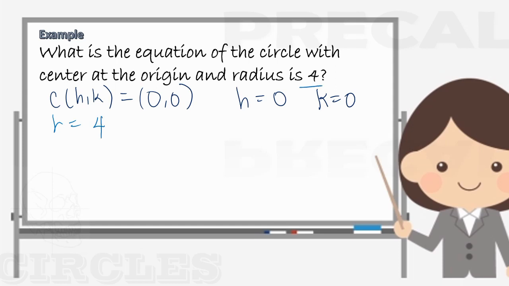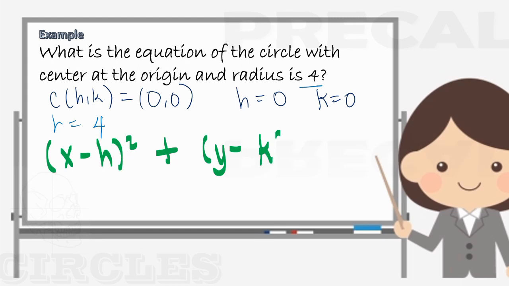So, ito yung radius. Then, i-recall natin yung standard form ng circle. So, (x minus h) squared plus (y minus k) squared is equal to r squared. Then, isa-substitute lang natin yung mga given natin doon sa standard form. So, yan, mga given natin. And then, substitute lang.